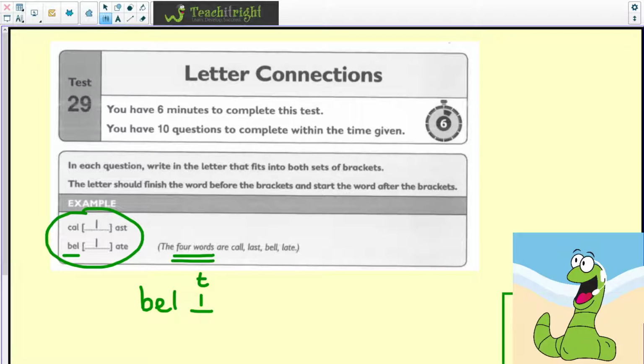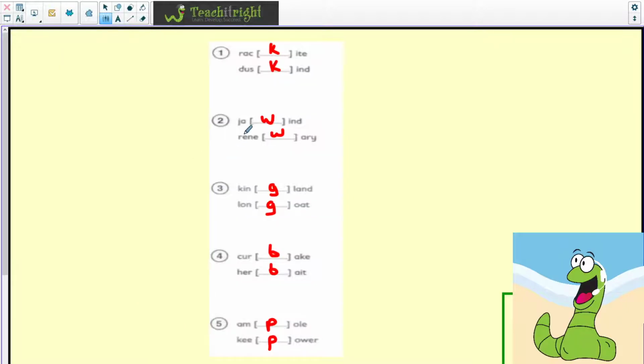So let's have a look at test 29. So number 1, we had a K for rack, kite, dusk and kind. Number 2, and again I think if you look at the J and the A, certainly aren't that many letters that would follow on from there. And we've got W for jaw, wind, renew and wary. And we've had wary quite a bit during this block, and we've talked about that being cautious if you are wary of someone or something.